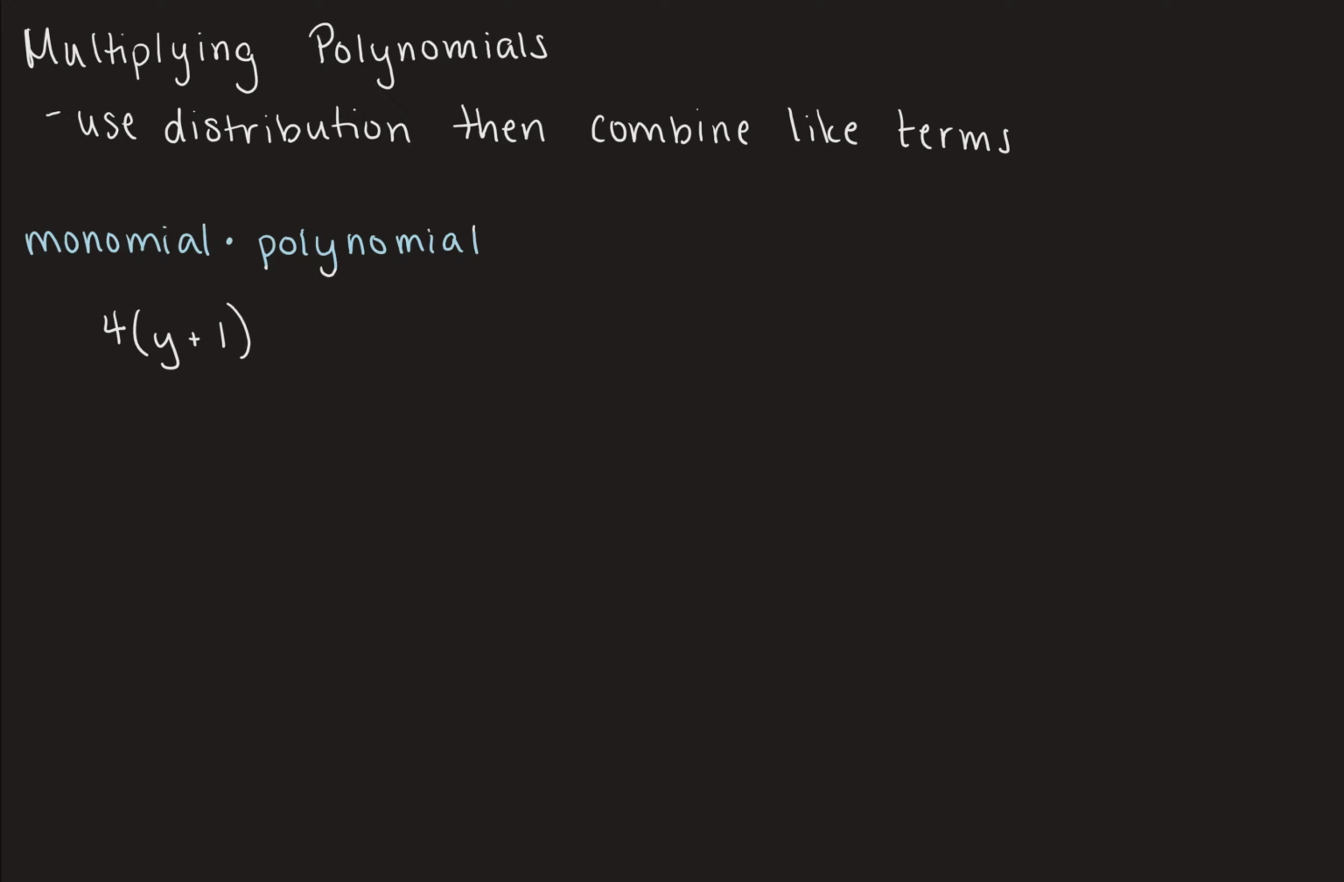To multiply this, we're going to distribute the 4 to each of the terms within our parentheses. So our 4 will get multiplied by y, and 4 will get multiplied by 1. So that equals 4y plus 4.